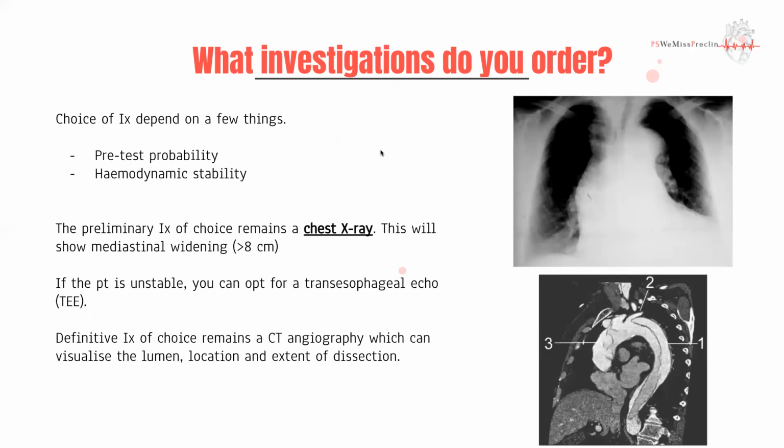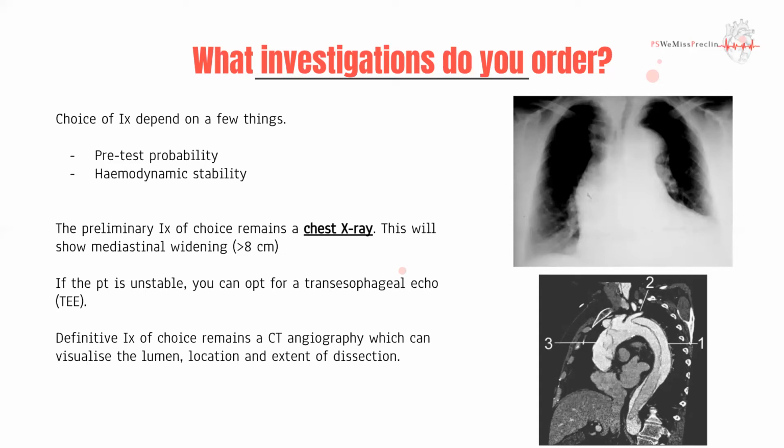So then the question arises, well, what do we order and what investigations do we use in what circumstances? And this is where things can be a bit tricky. So the choice of investigation typically depends on a few things. So what is our pretest probability and how hemodynamically stable is the patient? What the pretest probability means is it's a complex way of just saying, based on the patient in front of you, based on the story that they've told you, based on your examination, how likely do you think an aortic dissection is going to be?